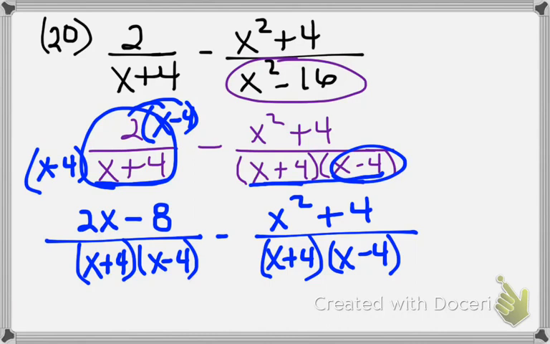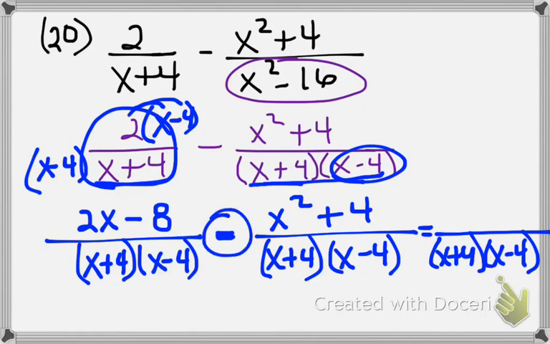So now that they both have the same denominator, I'm going to try to squeeze this in over here. The denominator is x plus 4, x minus 4. But now that they have the same denominator, I can add or subtract. If I'm subtracting, keep in mind that I'm subtracting each of these things. So it's 2x minus 8 minus x squared minus 4.